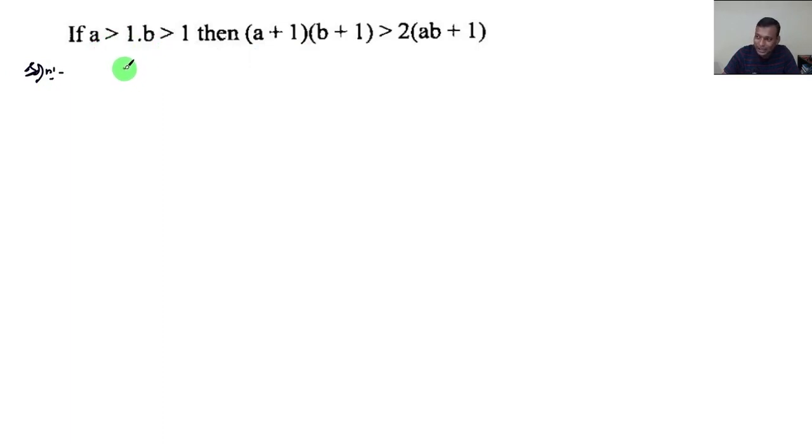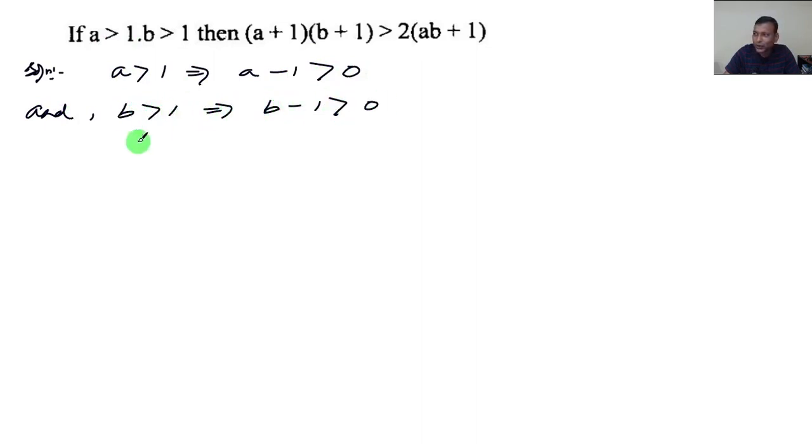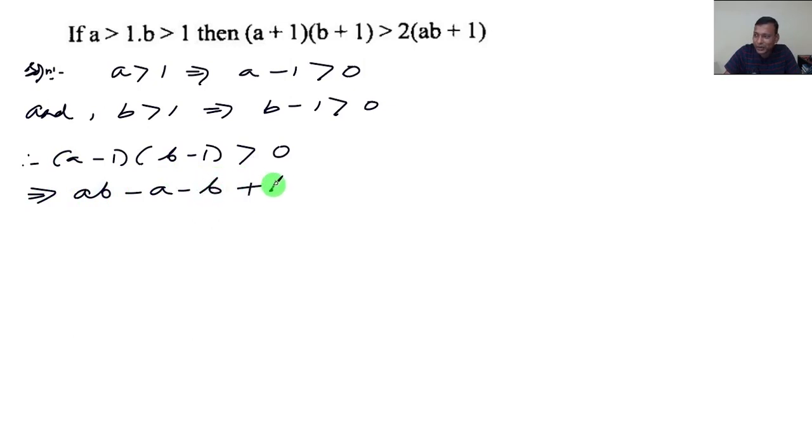Let's see how. Since it's given a is greater than 1, that means a minus 1 is greater than 0, and b greater than 1 implies b minus 1 is greater than 0. So if we multiply these two, as this is a positive number and this is a positive number, and the product of two positive numbers is always positive, therefore (a - 1)(b - 1) is greater than 0. Very simple. Now let's multiply this: ab minus a minus b plus 1.